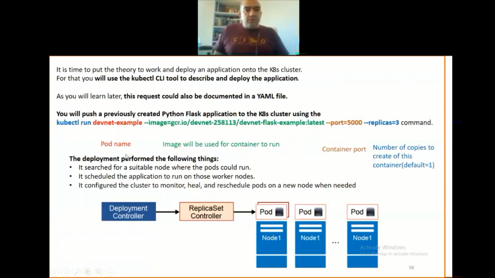Here is an example for creating a pod named devnet example. Then I have this image to run it. I'm using this port for it, and here I'm using a flag for replica. This flag replica 3 is similar to the one that we saw in the YAML file. Both are doing the same thing.